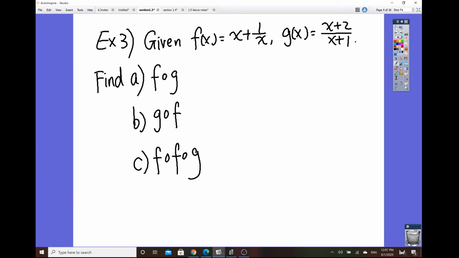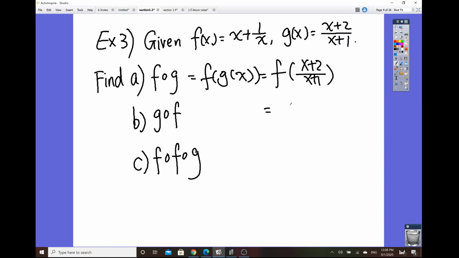Okay, so for the rest of this one, it's all about the composition. So f of g, it's written as f of g of x. So for the inner function, we need to start off with x plus 2 over x plus 1. And then whatever we have for this whole quantity, we want to put it into f of x.